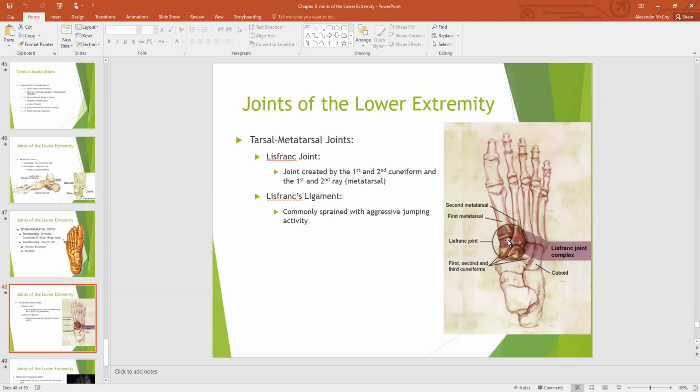This you will find at the top of your arch. So if you think about your arch as kind of like a pyramid, this would be the top, this would be the apex. And you want that top of your pyramid to be the strongest. So whenever it gets injured, this is where we have a lot of concerns. The Lisfranc ligament is the most commonly sprained with aggressive jumping. Think about a basketball player. We've seen a lot of famous ones recently that have had to actually stop playing or stop their careers due to an injury at this point.